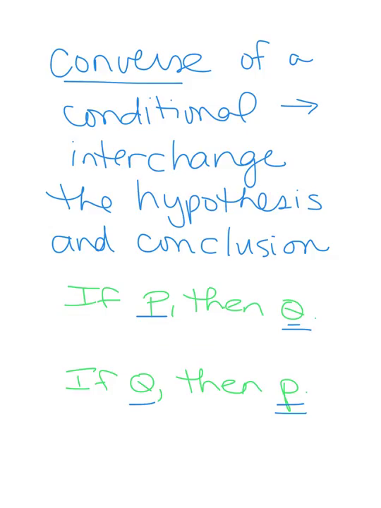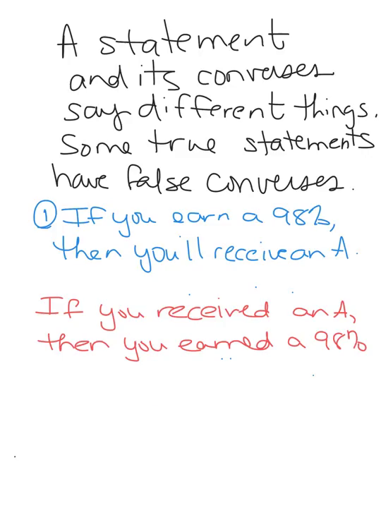Once we have our true statement, our true conditional, we can look at the converse. The converse of a conditional is when you interchange the hypothesis and the conclusion. So if we start with if P, then Q, we simply interchange them, and then it becomes if Q, then P. A statement and its converse say different things. Some true statements have false converses.